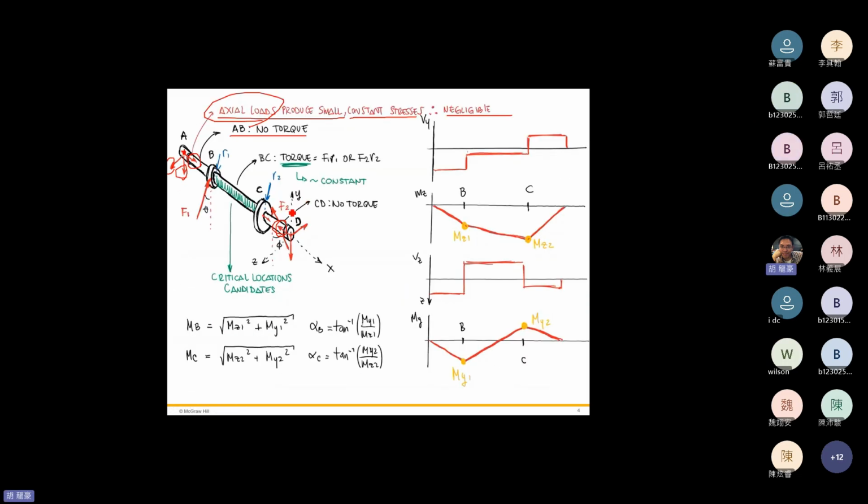Okay, and only the reaction force applies at point D. Okay, at point D.